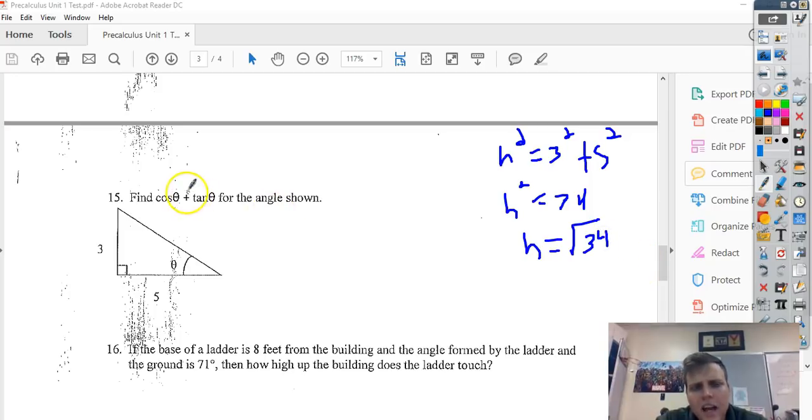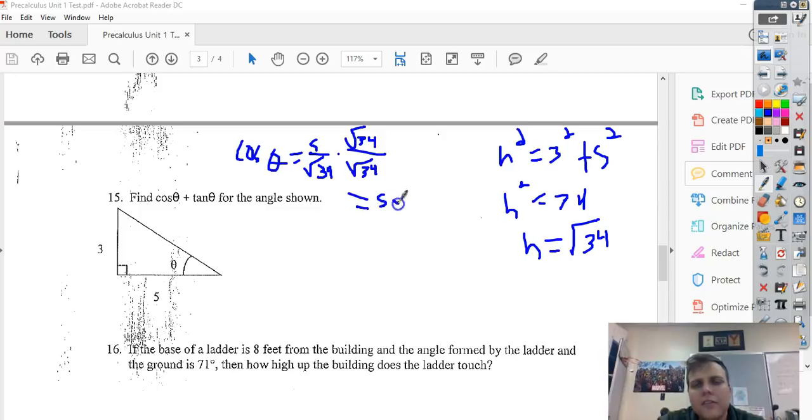Now it wants me to find cosine theta plus tangent theta. Well, what is cosine theta for a right triangle trig problem? Cosine theta is adjacent over hypotenuse. So what's the adjacent side for theta? 5. What's the hypotenuse? Square root of 34. So cosine of theta is equal to 5 over the square root of 34. But what's the problem with that? I can't have a square root of 34 in the denominator. So I need to multiply top and bottom by square root of 34. And this gives me 5 square roots of 34 all over 34. So that's what cosine of theta is equal to.